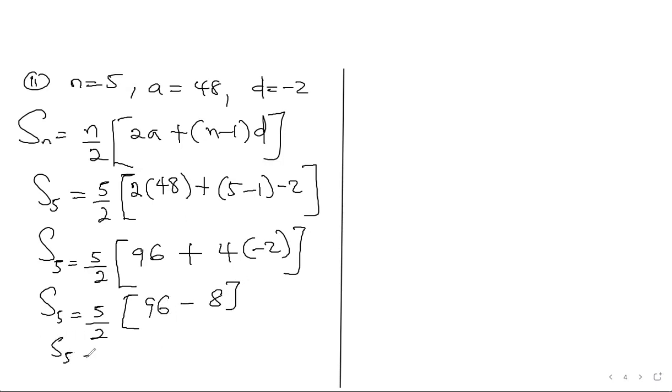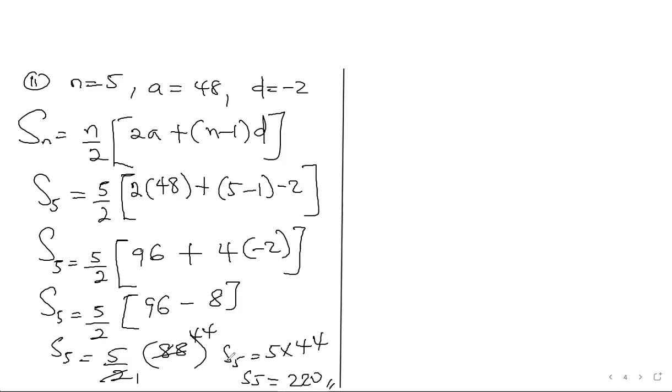Then S5 should be 5 over 2 into 96 minus 8, which should be 88. So 2 can cancel here, 1, 2 here, 44. So S5 will be 5 times 44, and that will give you 220. So that's the sum of the first 5 terms in that series. Okay, hope that's clear enough.